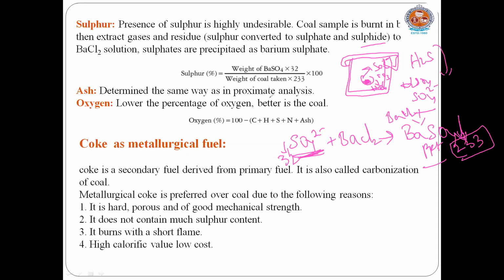After combustion of the fuel sample, take the waste material that remains in the crucible, and take the weight of the ash divided by the weight of the coal taken, into 100. That is about the ash content.